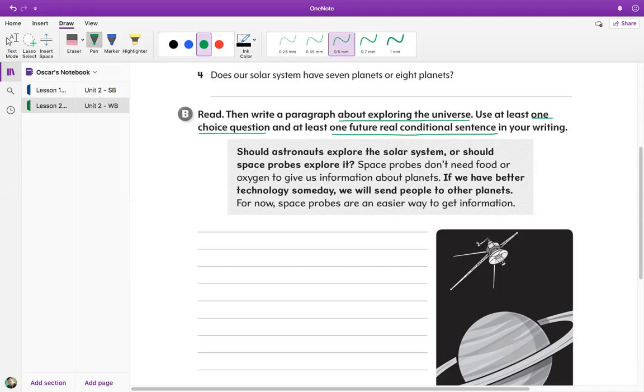So you can write whatever you want about exploring the universe. You can even talk about space probes again, or you can talk about spaceships, you can talk about astronauts, or you can use your imagination and write a short paragraph about exploring the universe. Try to use the vocabulary that you have studied with your English teacher. And as I said before, don't forget to use at least one choice question and one future real conditional sentence. But that's not really important, the future real conditional sentence, as I'm teaching you only the writing part. If you haven't studied the future real conditional yet, but you have studied, of course, with me, the choice question, just focus on the choice question and don't worry too much about the tense of your sentences. Okay, so this was all for our Unit 2 lesson.